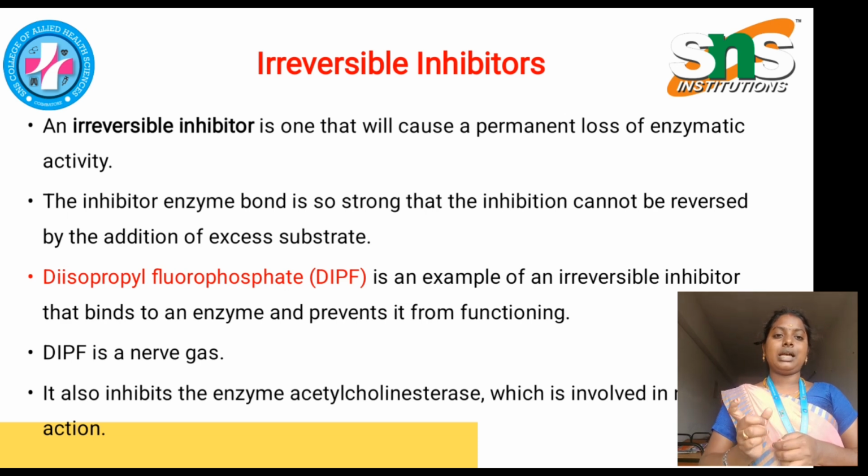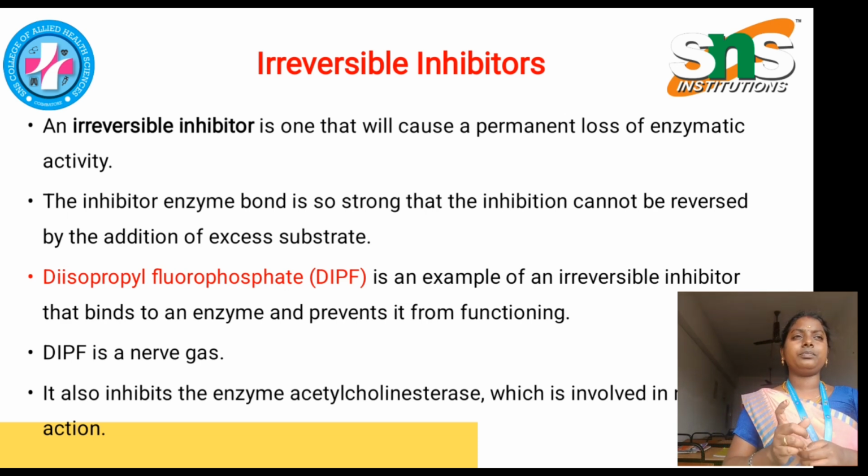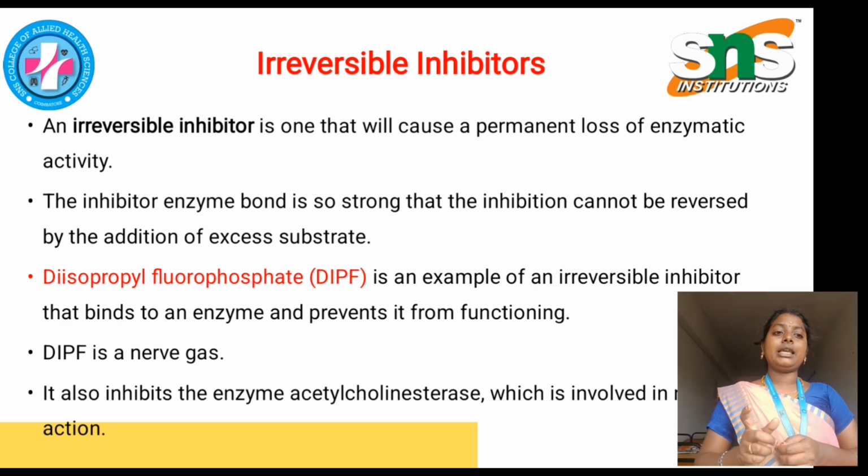acetylcholinesterase. So acetylcholinesterase is an enzyme acting on the neurotransmitter acetylcholine. This acetylcholinesterase breaks down acetylcholine, which is mainly involved in nerve action. So if any nerve signaling has to be passed in the body, this acetylcholine will get broken down with the help of acetylcholinesterase.